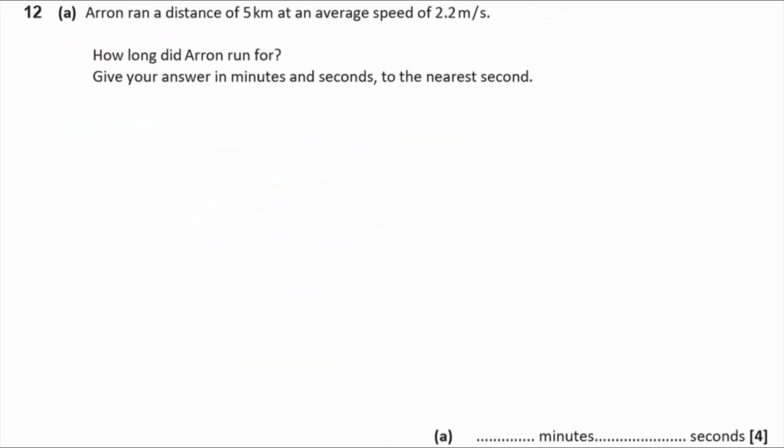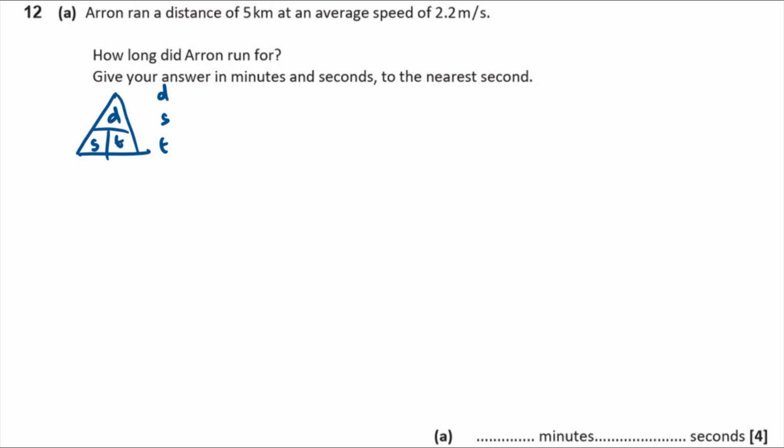Question 12a. Aaron ran a distance of 5 kilometers at an average speed of 2.2 meters per second. How long did Aaron run for? Give your answer in minutes and seconds to the nearest second. Okay, so there's a handy triangle to remember distance, speed, time problems, which way around it all goes. So DST, distance, speed, time, and they are alphabetical. So D before S before T.